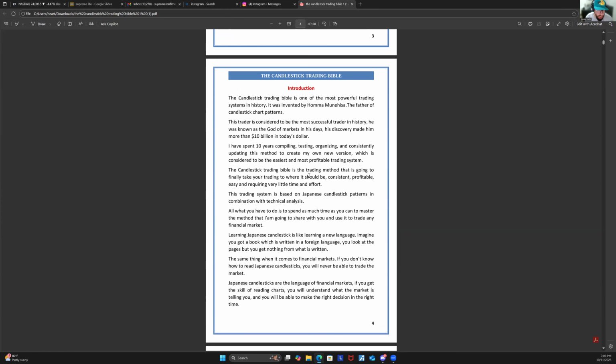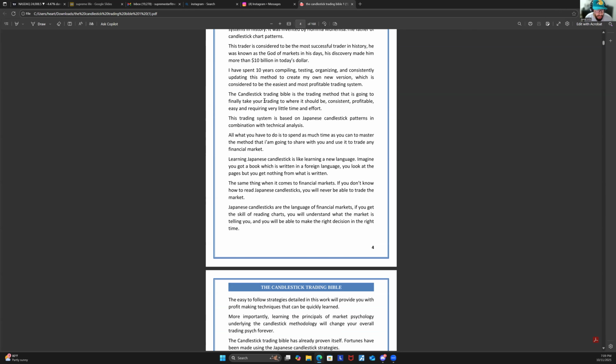So let's just look at the introduction. Candlestick Trading Bible is one of the powerful trading systems in history. Let's just skip to what it says right here. The Candlestick Trading Bible is the trading method that is going to finally take your trading to where it should be, consistent and profitable.